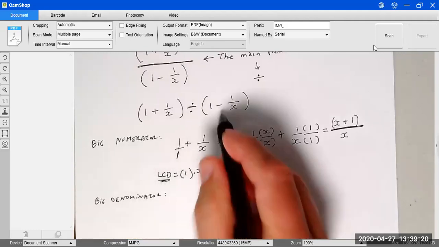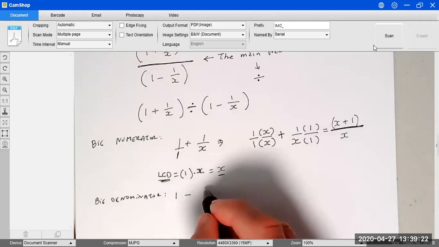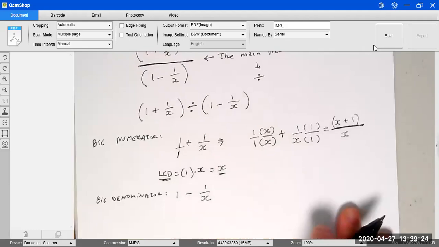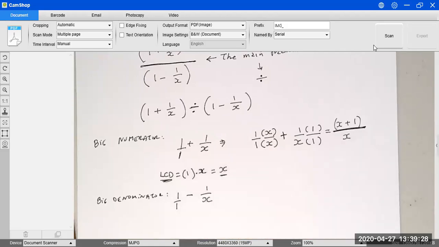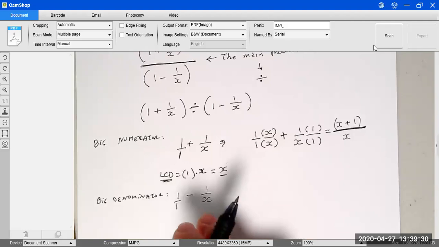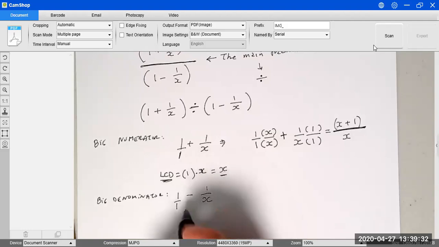So I have 1 minus 1 over x. So I have two fractions because this one is 1 over 1. And I need to get only a single fraction. So again, these are different denominators.